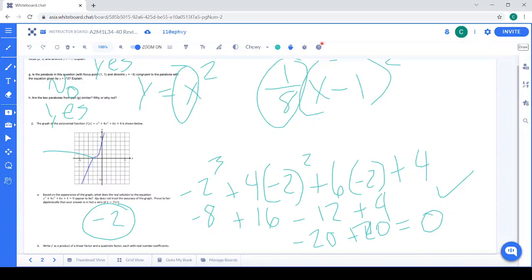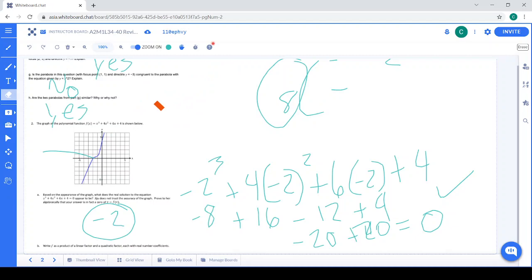Okay, so a linear factor means that we have x plus something or minus something. And a quadratic factor would mean we leave it as an x squared factor. So all that means is we're going to take our real solution of -2, we're going to factor it out, and it should leave us with a quadratic factor. Okay, so let's do that. I'm going to erase up here.